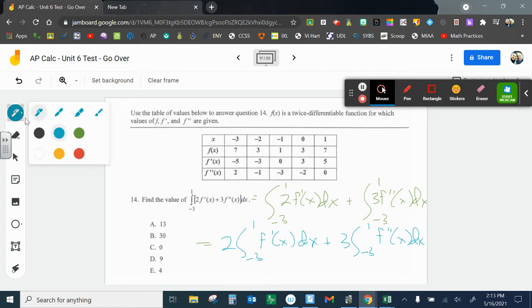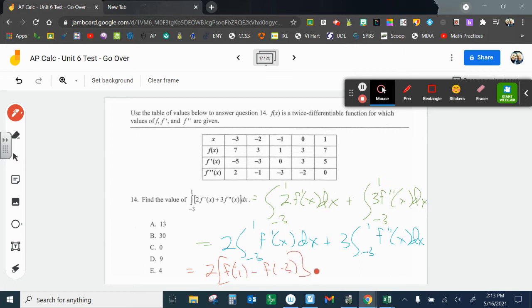Okay, so now this is going to become, what's the integral of the derivative? That's just the function. And that's going to be f of 1 minus f of -3, using the fundamental theorem of calculus. So I'm skipping a step here. So I'll use my data table to do that. And now I'm going to do plus 3 times, what's the integral of the second derivative? It's the first derivative, but I'm going to use the fundamental theorem of calculus to get this. And now I just use my table. So I'm going to put these values up here.